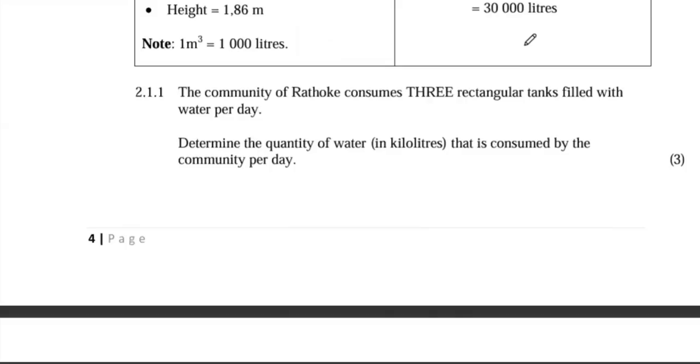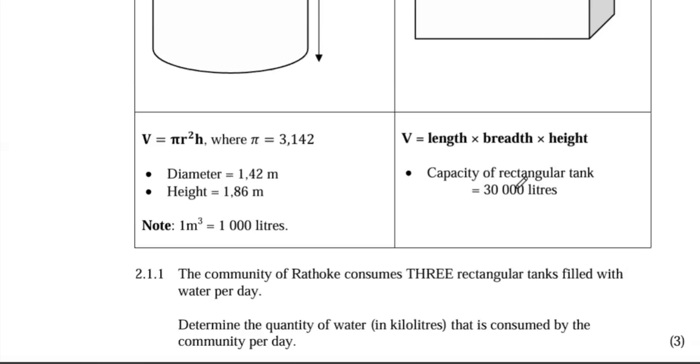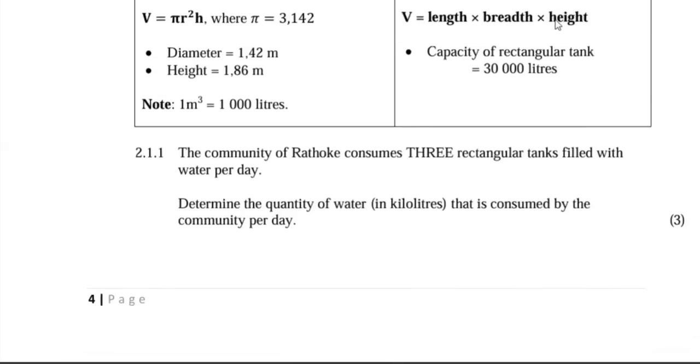Number 2.1.1: The community of Rakaneth uses 3 rectangular tanks filled with water per day. Determine the quantity of water in kiloliters that is consumed by the community per day. Now these are the rectangular ones. So we are looking at how much they use a day.